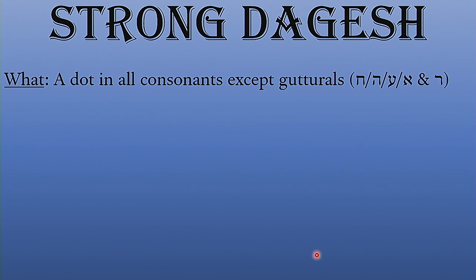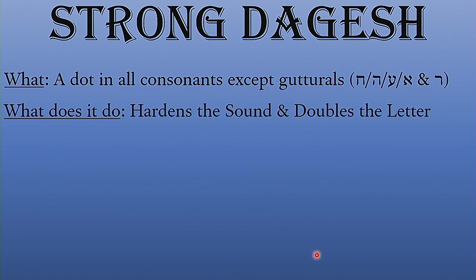So whenever a dot or a dagesh appears in any of the consonants of the alphabet, and it's not a weak dagesh, it's going to be a strong dagesh. Now the question is, what does it do? Well, if it appears in those letters that can be hard or can be soft, then it will harden those letters. And the key thing is that it doubles the letter every single time. So let me just give a couple of examples of what that means, that it doubles the letter.